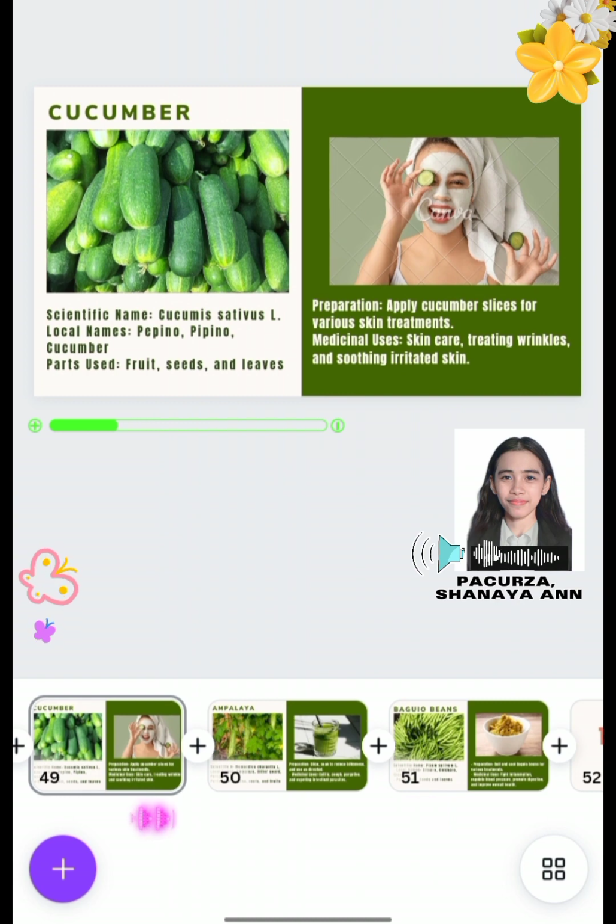The next example of climber plants is cucumber. The scientific name is Cucumis sativus L. The parts used are fruit, seeds, and leaves. To prepare a skin treatment from cucumber, you first have to get a cucumber fruit and then slice it to the size that you want and apply it to the affected area of the skin. For medicinal uses, it is used for skin care, treating wrinkles, and soothing irritated skin.